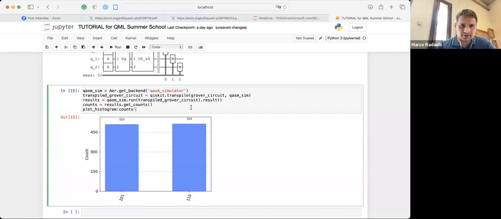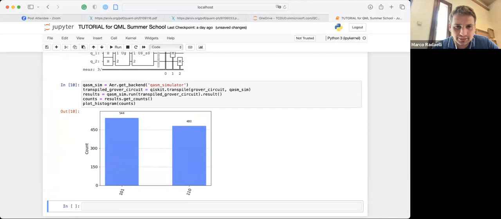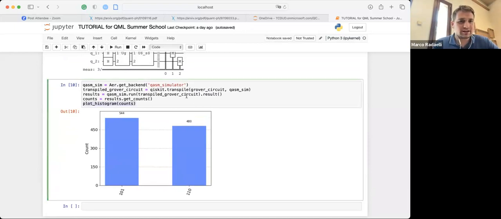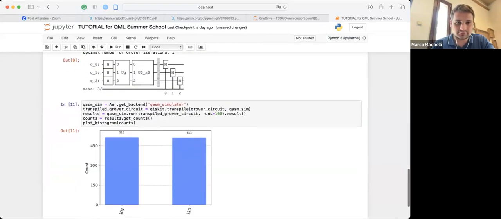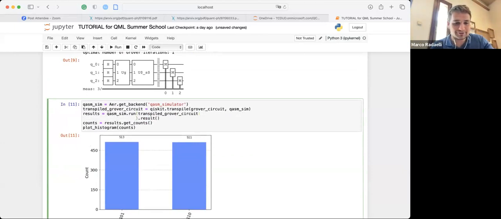In this case, I think it will run 1,000 times, I guess, a little bit more. So we just run our circuit a lot of times, and as you can see, we find basically all the time the solution. Sorry, let me try to remember if I can set the runs to, I don't know, 100. I don't remember the argument to set the runs.